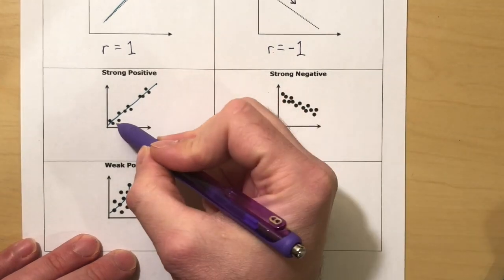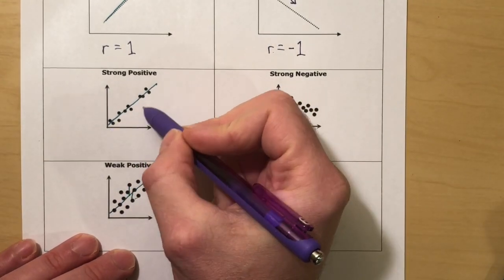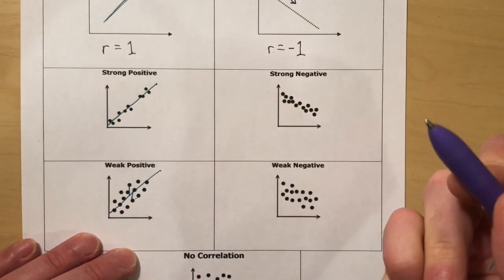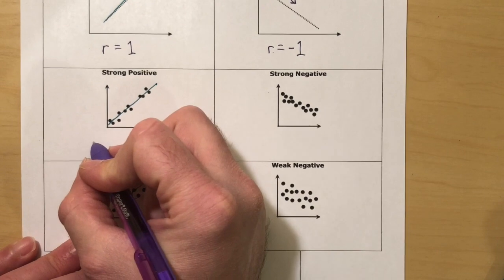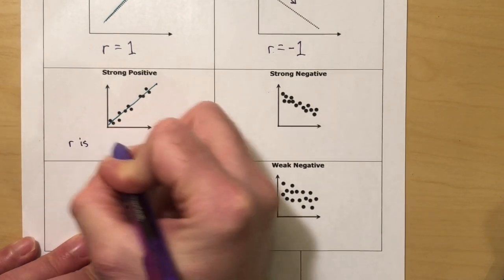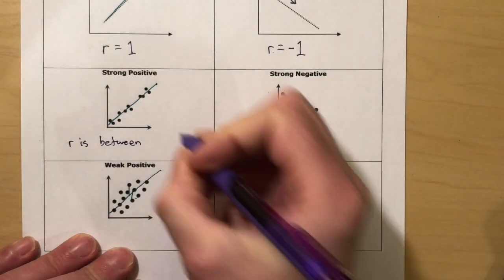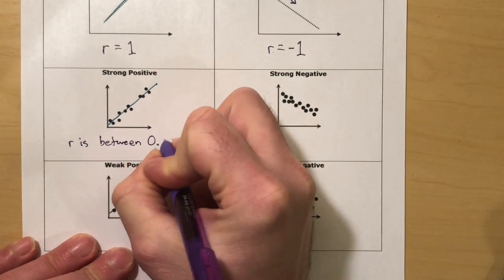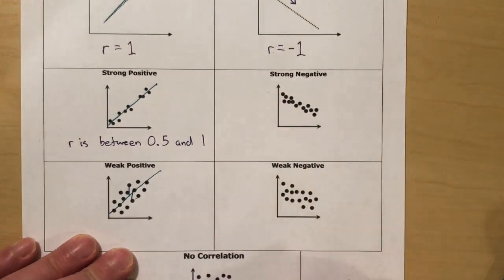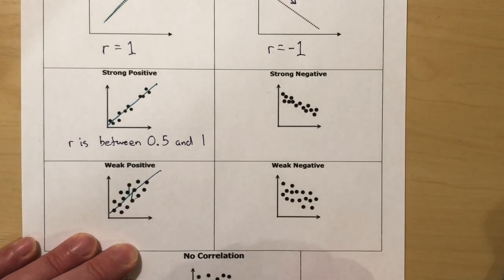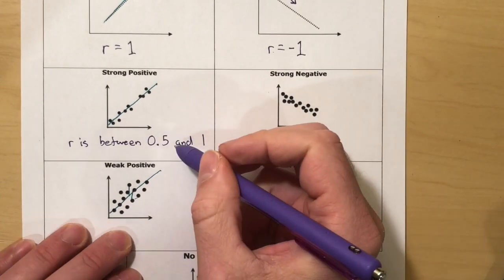Now strong, they're very close to forming a perfectly straight line. They're not that far apart, but it's not perfect. A strong positive would have an R value between, now some people might define this different ways, but I like to say between about 0.5 and 1. So if it's above 0.5, I would call that a strong positive.